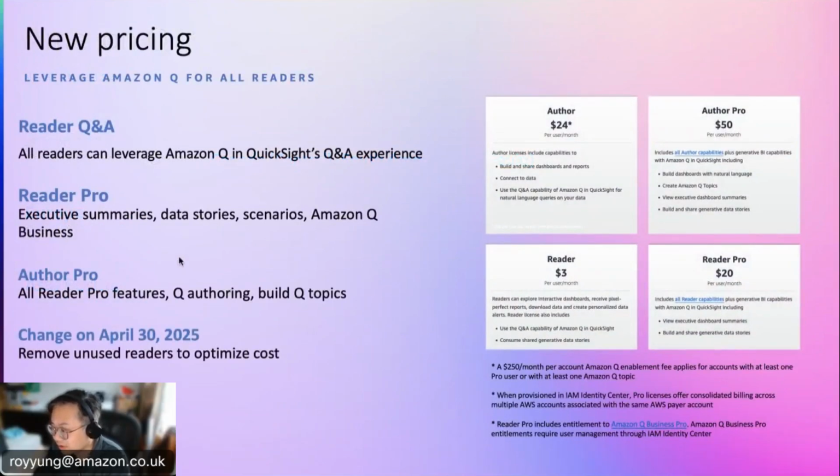And we also have new pricing. So we are adding Author Pro and Reader Pro. Previously, we had Author and Reader. By adding the Q features, if you want to manage the Q topic, you need Author Pro. If you like the data stories feature, you need Reader Pro. But this information you can easily find on the pricing page. I'm not going into details.